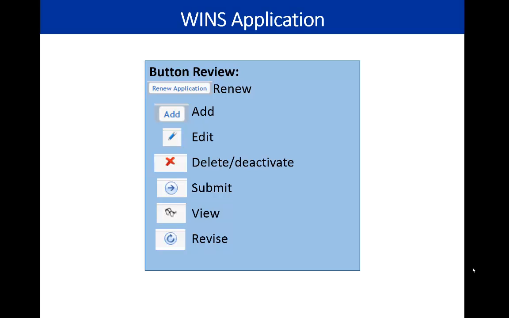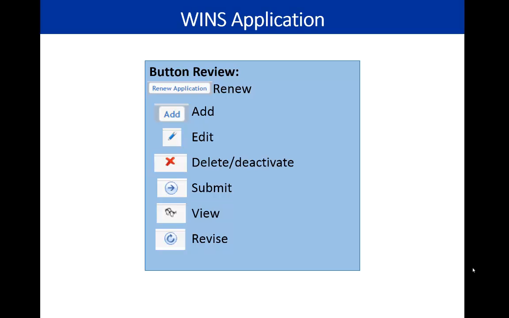Then we have the Edit button. This button will allow you to get into the application wizard and make changes. After that, we have the Delete or Deactivate button. This will remove a revised application or a staff member. You'll see the Submit button. When a part of the application is ready for review from your program specialist, hit Submit. Your specialist will receive a notification that the part is ready for review.